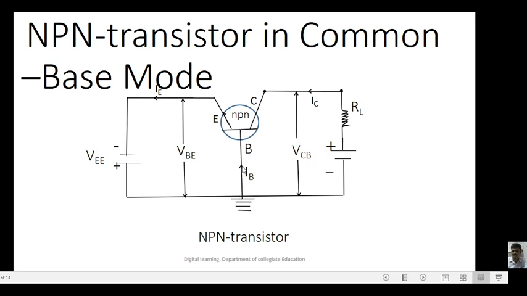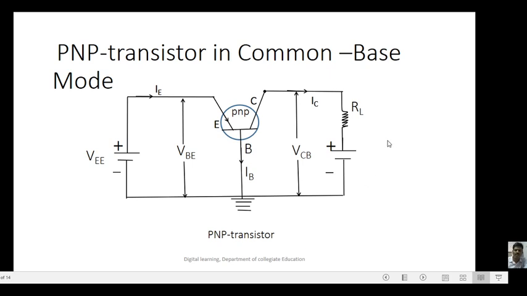So the base is common to both input and output devices. Therefore here E is the emitter. The arrow mark indicates the electrons flow out of the transistor. And C is the collector. That means the collector current flows into the transistor from the load resistance RL. So here the diagram shows an NPN transistor.